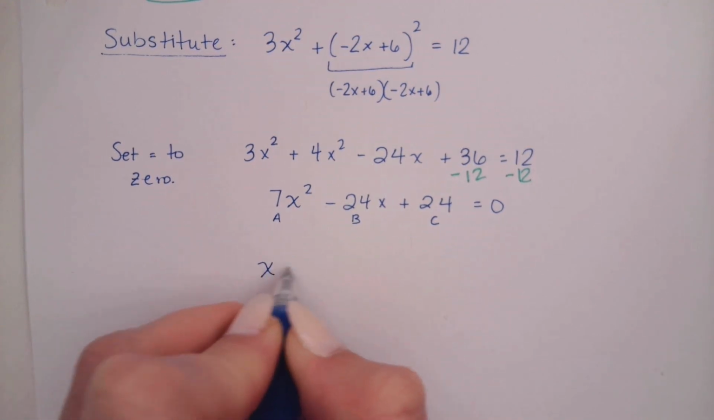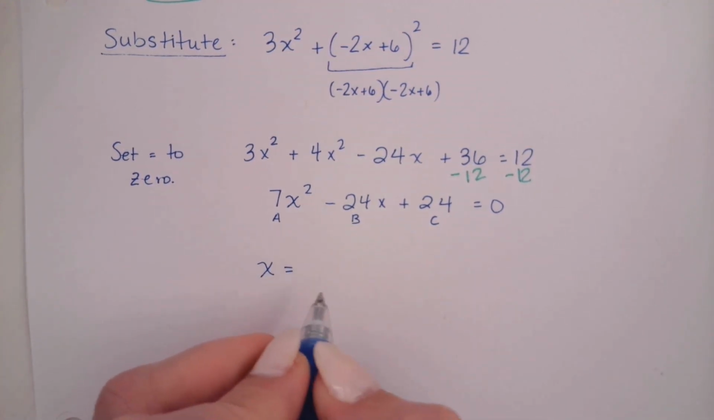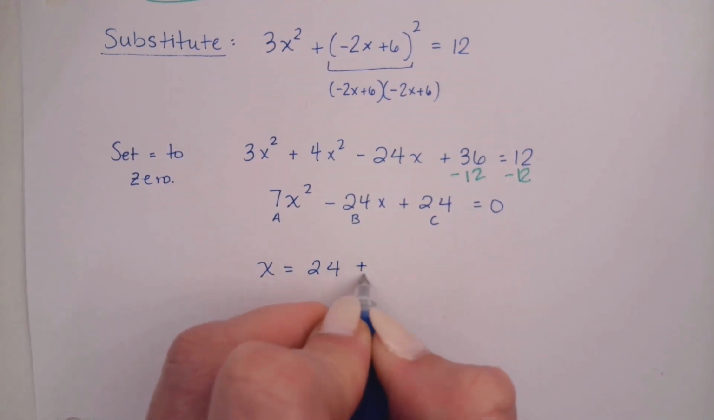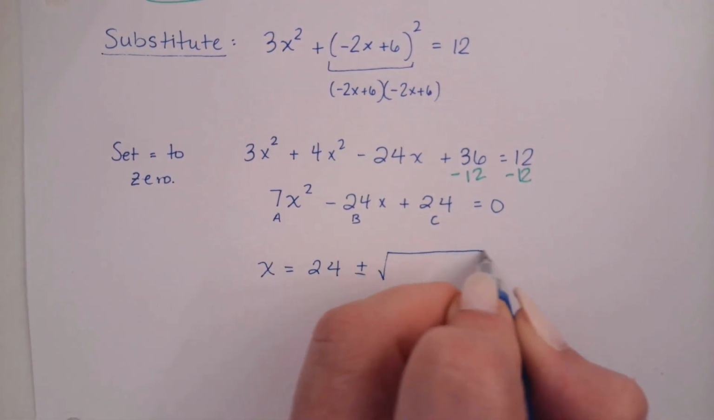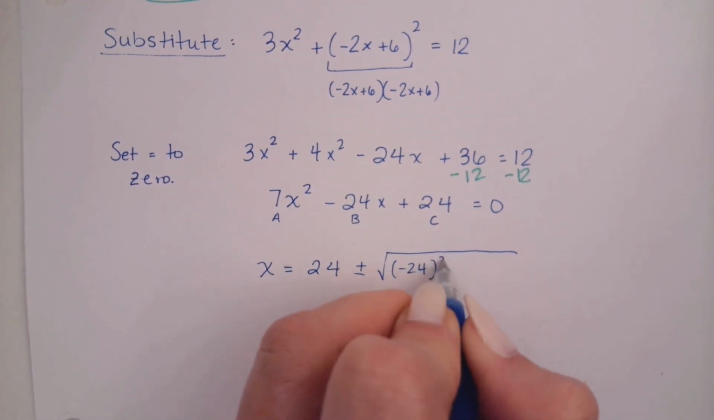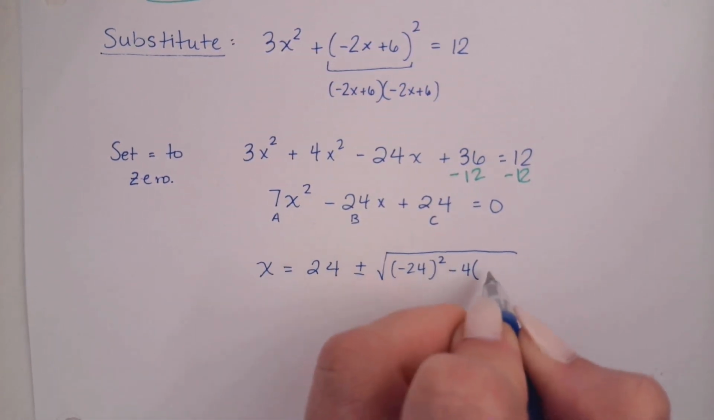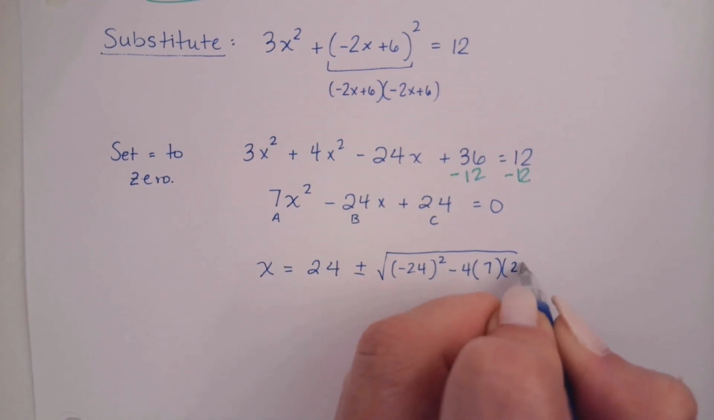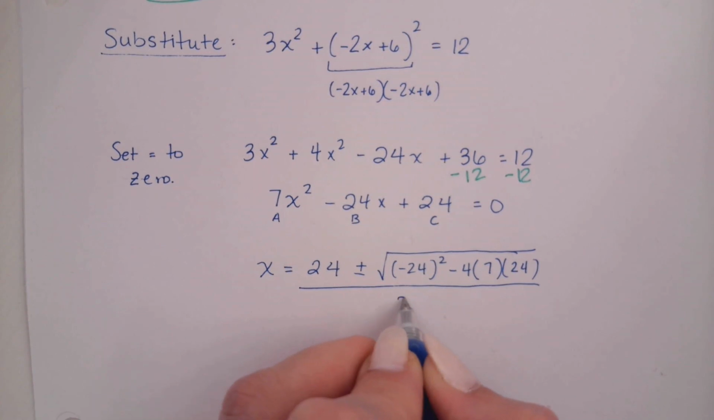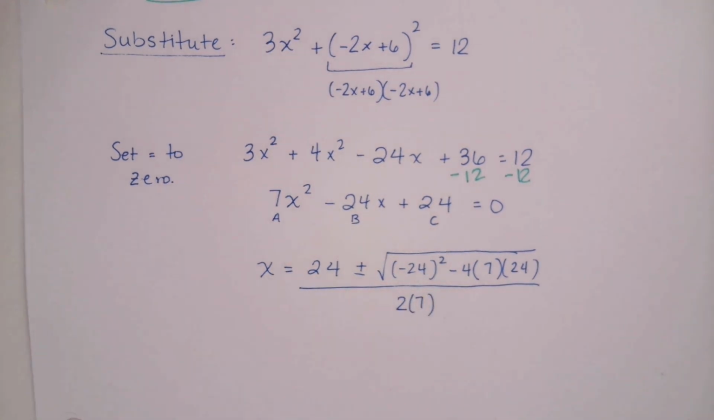So we'll have x equals negative B, which would be the negative of negative 24, just 24, plus or minus the square root of B squared minus 4 times A times C, all over, not just A, 2A. Let's simplify inside the square root real quick.